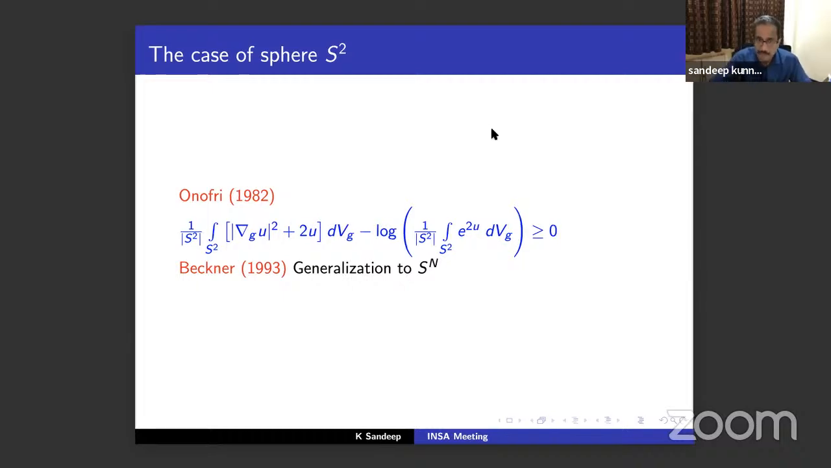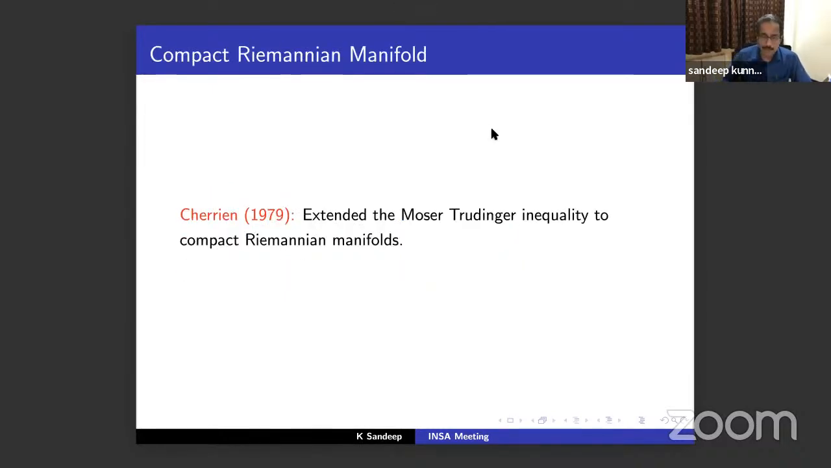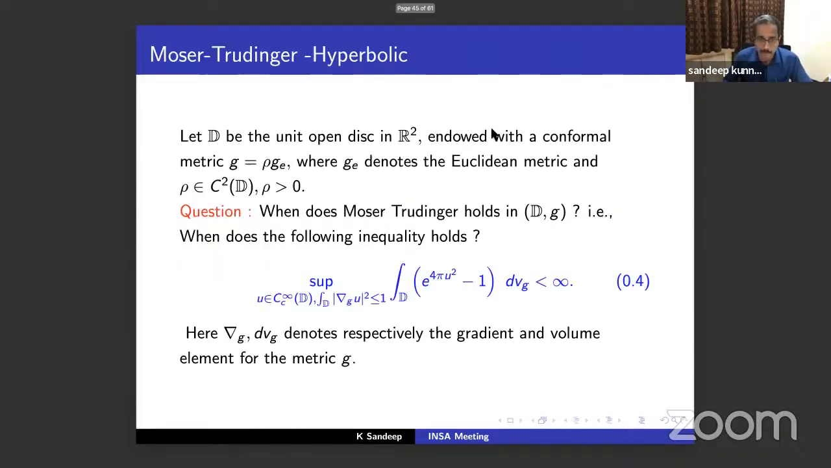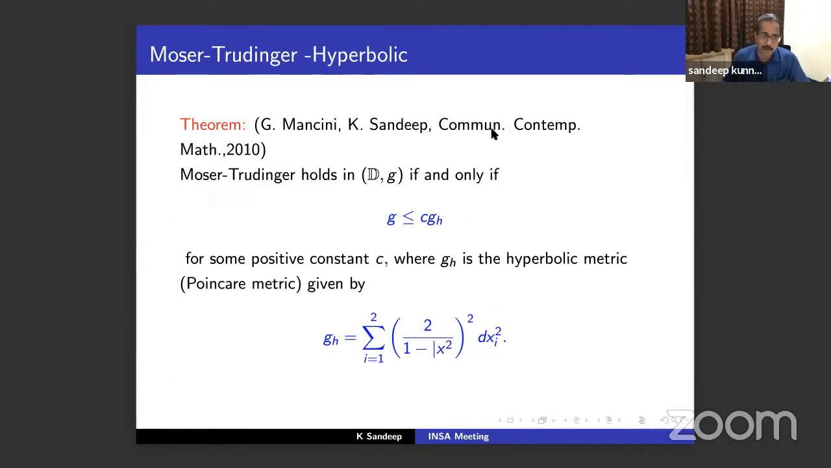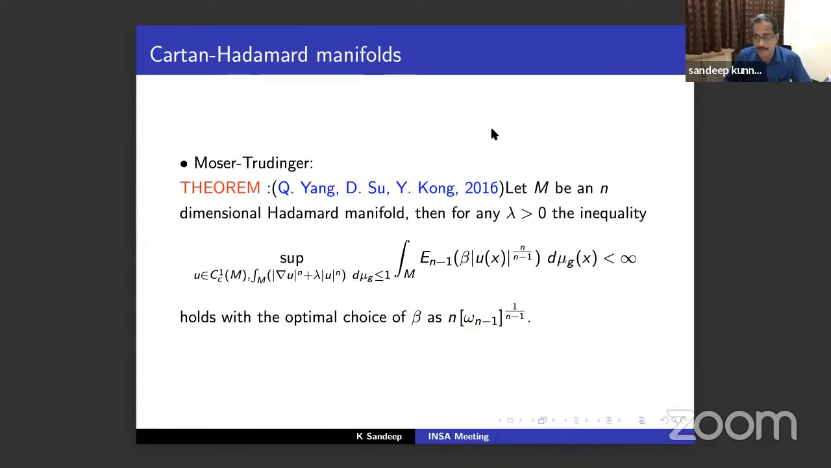So there have been various developments, and now the question is whether these kinds of inequalities are true in other kinds of manifolds. I'm not going into the details. Me and Mancini, my collaborator, in 2010 established that these types of inequalities are true in the two-dimensional hyperbolic space. Our results can be extended even to any n-dimensional hyperbolic space. Later on, some people in 2016 extended our results in an appropriate form to any Cartan-Hadamard manifold. I'm not going into the details due to the lack of time.